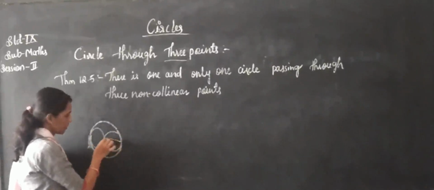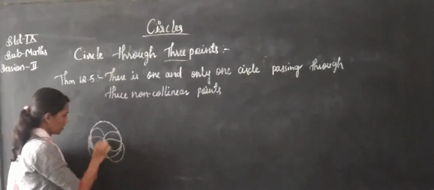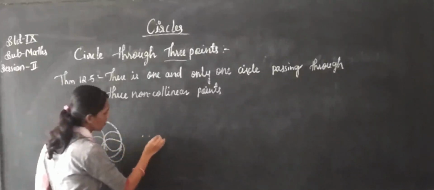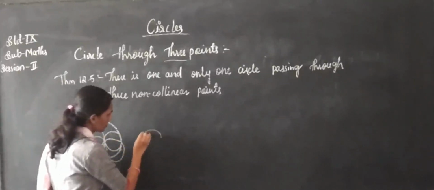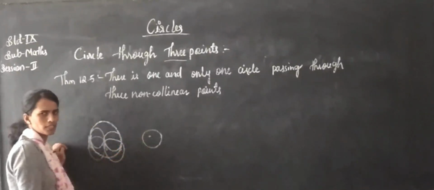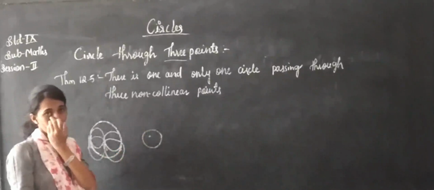Yes or no? So here also we can draw a circle, taking any 2 points. But here 3 collinear points cannot come on one circle. So one will be left out somewhere. Yes or no? One will be left out anywhere here.